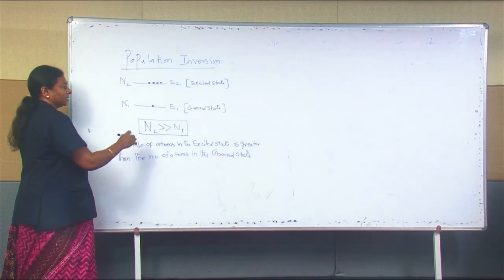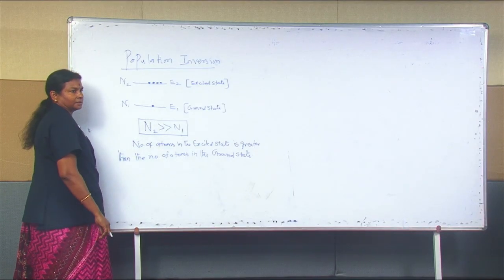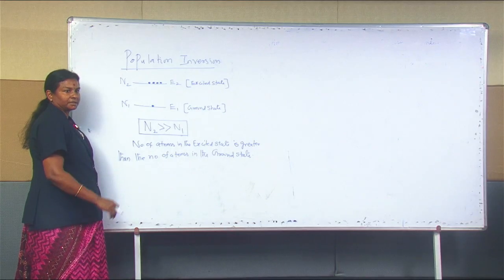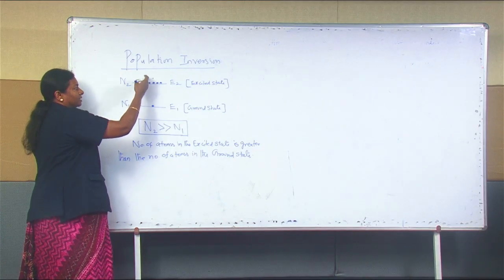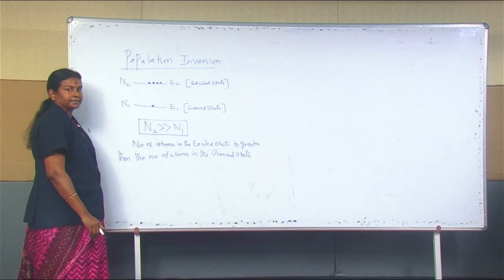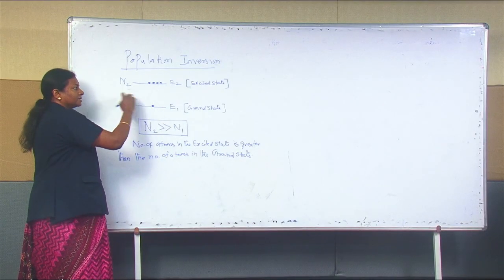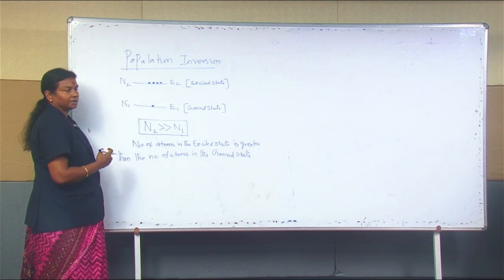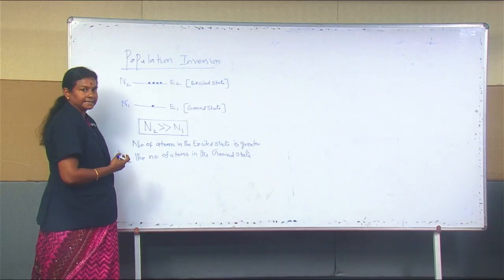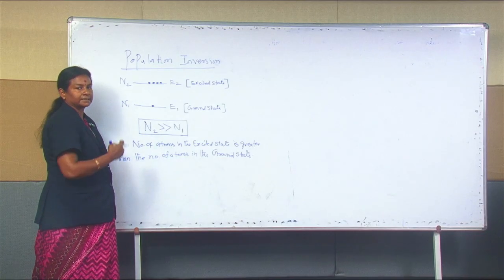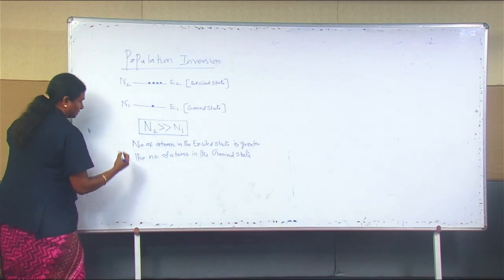Okay, so you'll ask me how to reach this inversion process, which means usually all the atoms are in the ground state, but we are just making the atoms as excited ones, and for this process we have to depend on an artificial method. That artificial method of exciting the atoms from the ground state to the excited state is called pumping.